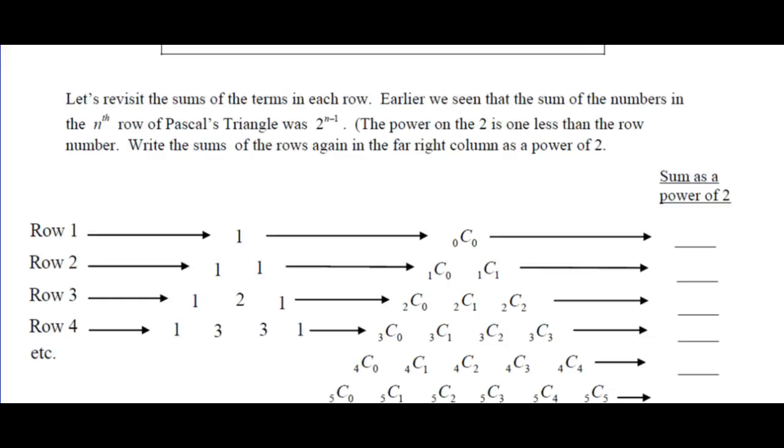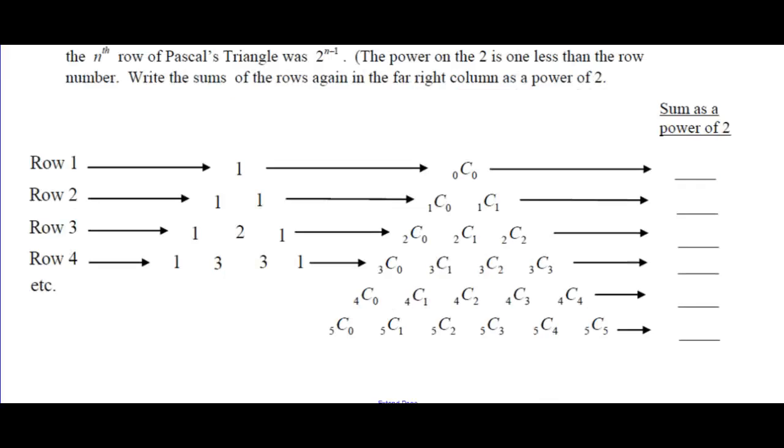Let's revisit the sums of the terms in each row. Earlier we saw that the sum of the numbers in the nth row of Pascal's triangle was 2 to the n minus 1. The power on the 2 is 1 less than the row number. Write the sums of the rows again in the far column as a power of 2. Okay, so row 1, 2 to the 0. Row 2, 2 to the 1. Row 3.